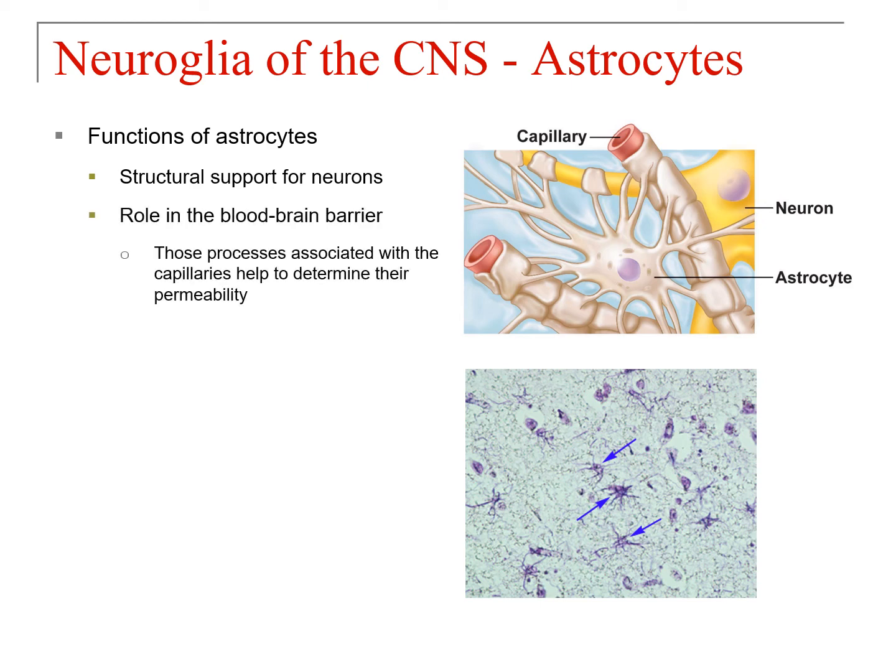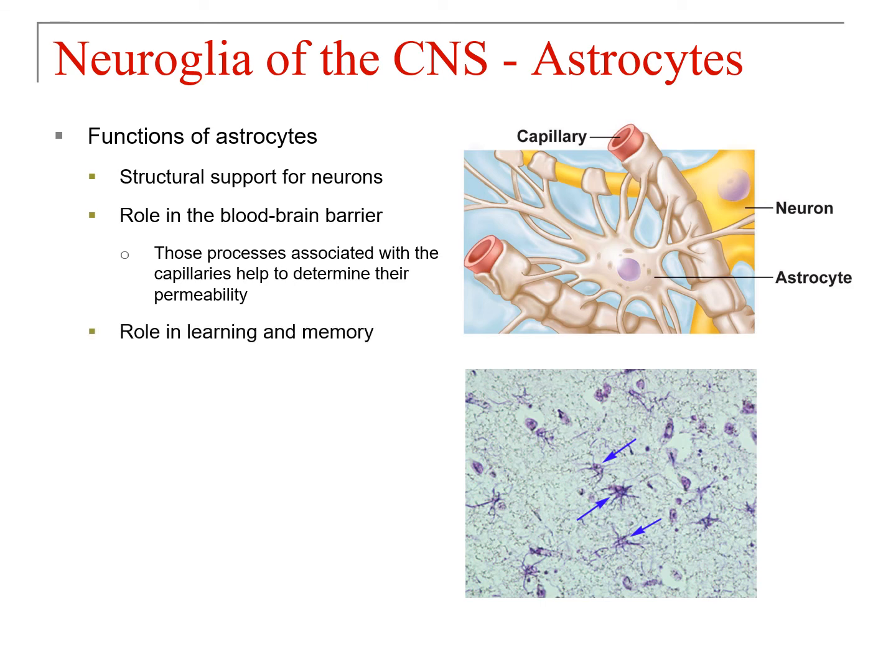They've also got a role in the blood-brain barrier. And so the processes that are associated with the capillaries, and you can see that this cell on the top right is sending out processes to both capillaries and axons. The processes that they're sending out to the capillaries, you'll see that they're very tightly joined together, and this decreases the permeability of these capillaries. And so this makes the blood-brain barrier a good deal more efficient.